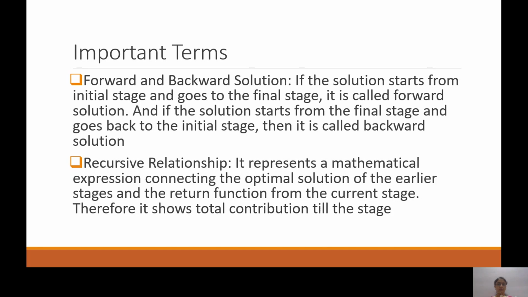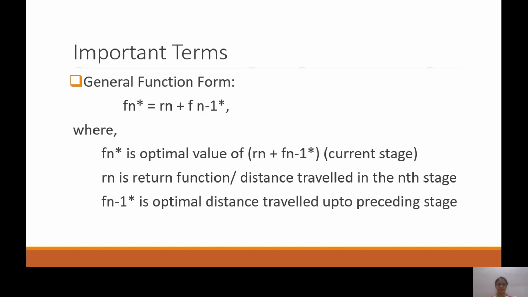Then a recursive relationship, it represents a mathematical expression which connects the optimum solution of previous stages and a return function from the current stage. So up to the 5th stage, for example, we are considering, the optimum solutions of previous stages for the first 4 stages plus the return function of the 5th stage together is going to give me the optimum solution or total contribution till the 5th stage. So this gives me the recursive relationship. There is also one concept of recursive equation, which we will see in the next slide.